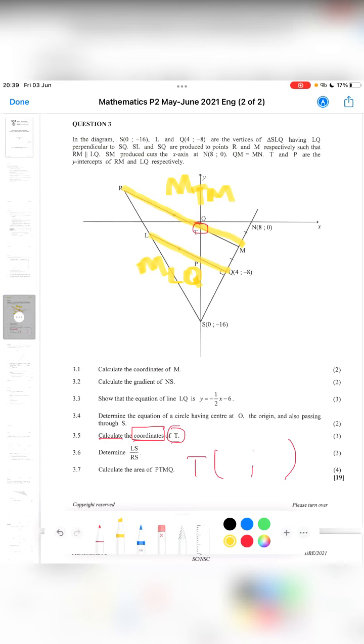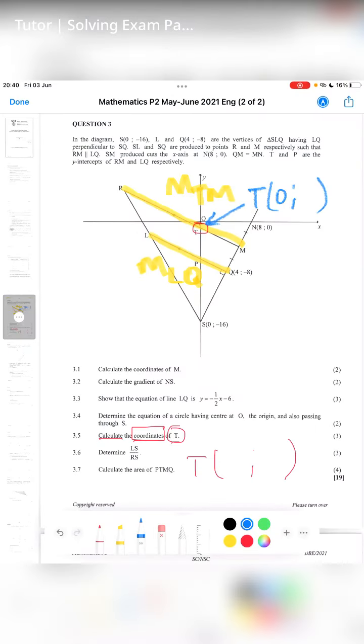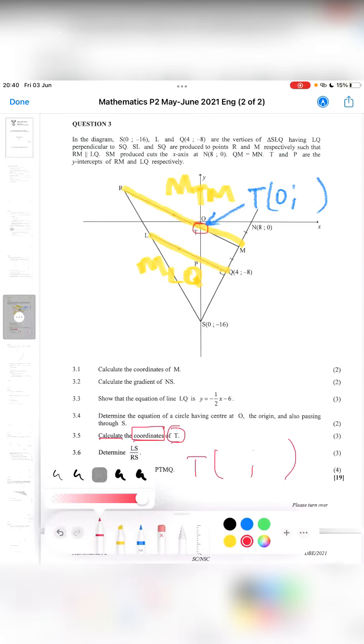Let's see. And then from there, I can easily use one point. Which point can I possibly use? Let me just use that to write. I know something about point T. I know that X is 0. It's actually the Y value that I don't know. So I think this is the approach that I can try.